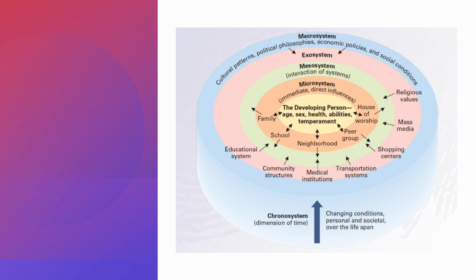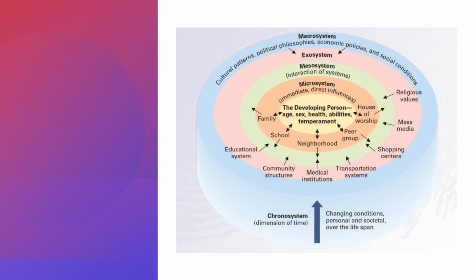And the exosystem is really, think of it as bigger community structures. So the entire educational system, the community structures, and think about this, community structures in a city are much different than community structures in a rural area. Medical institutions, again, very different depending on where you live. Transportation systems, shopping centers, mass media, and religious values. One easy way to compare these is to think of the difference between urban and rural communities. So, people that grew up living in large cities versus people that grew up in rural communities.